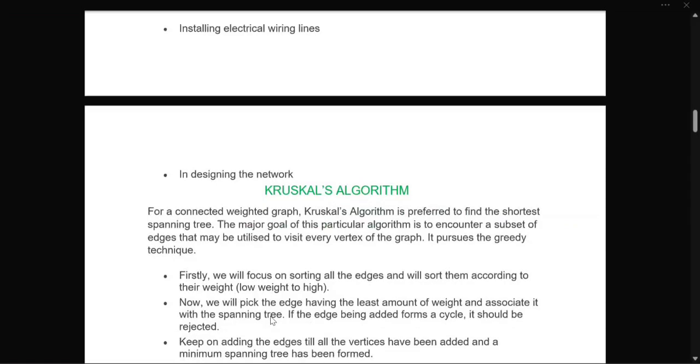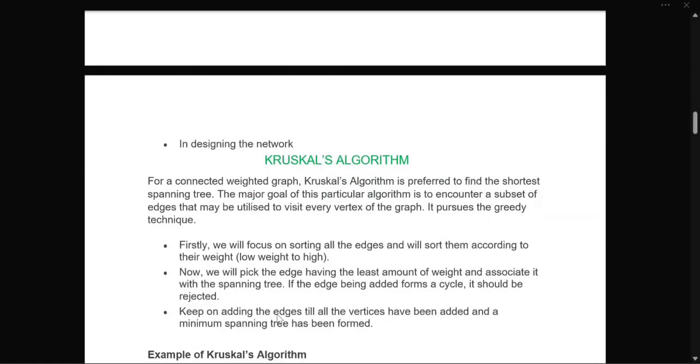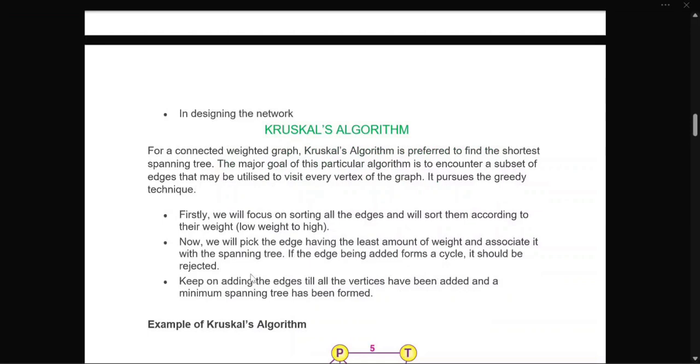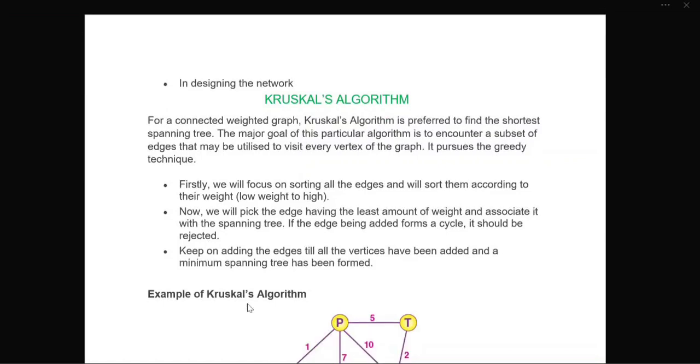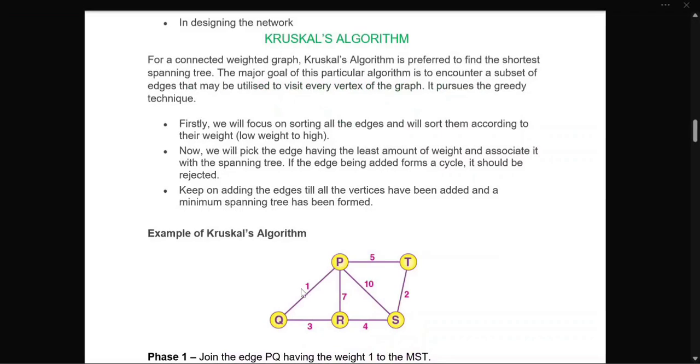Firstly, we will focus on sorting all the edges according to their weight, low weight to high. Now we will pick the edge having the least amount of weight and associate it with the spanning tree. If the edge being added forms a cycle, it should be rejected. Keep adding the edges till all the vertices have been added and a minimum spanning tree has been formed. These are the steps we should follow in Kruskal's algorithm. Now let us see an example of Kruskal's algorithm.